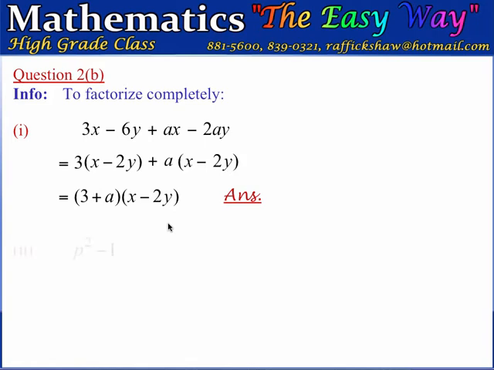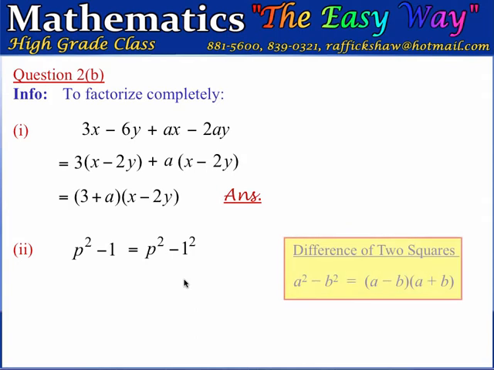Let's move down now to part 2. So part 2 gives us p squared minus 1 to factorize. That's 2 terms, and I see a negative sign, so I'm thinking the difference of 2 squares. And I must remember that 1 is a perfect square. It is very important to remember that 1 is a perfect square. It is a perfect square of 1. And so this can be expressed as a difference of 2 squares. That is p squared minus 1 squared.